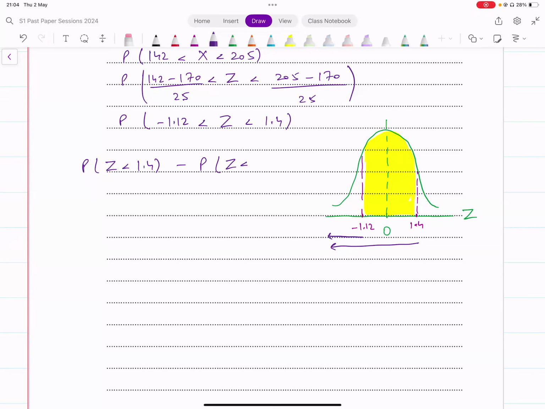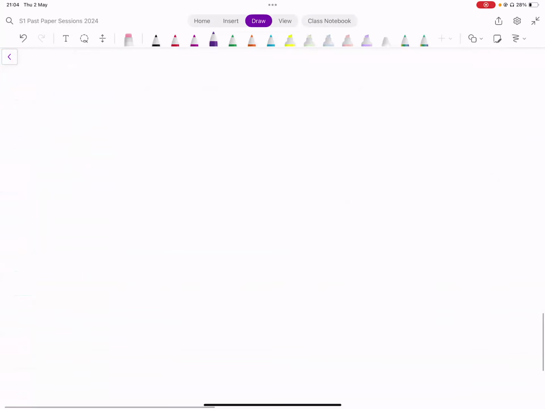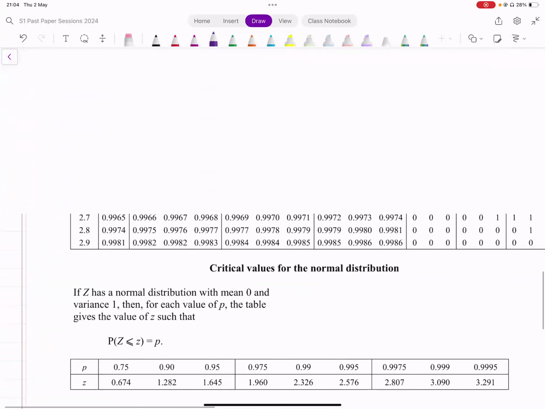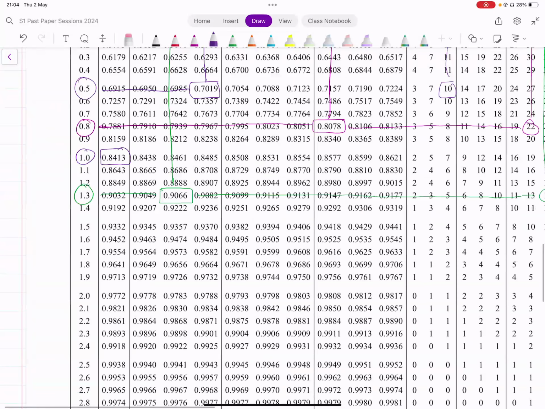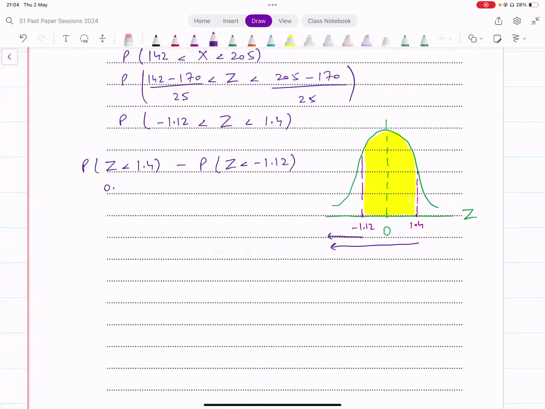So probability of Z less than minus 1.12, we subtract this probability from that earlier probability. Now, this is something that we can find from the table directly. Z less than 1.4, we can figure out this number from the table. Let's actually do that. Z less than 1.4, that's standard form, right? That's here, 1.4, that's 0.9192. This number is 0.9192.